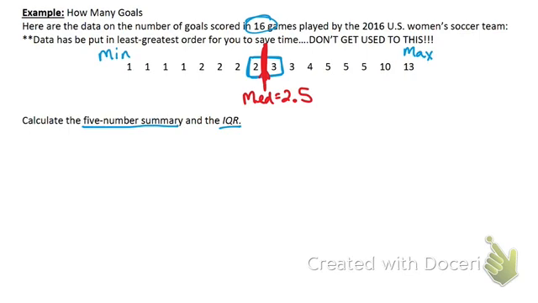Now we need to get Q1. How do I get Q1? Find the median of the lower half. Go. 1.5. It is between 1 and 2, so Q1 is 1.5. Very good. We need to find the median of the upper half.